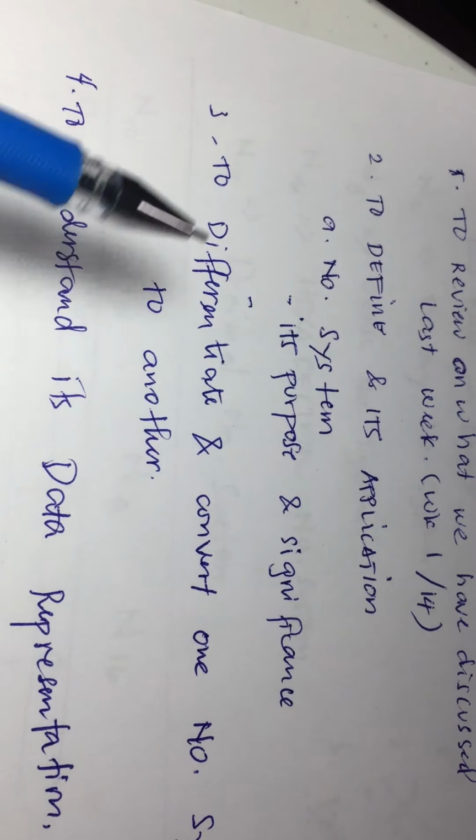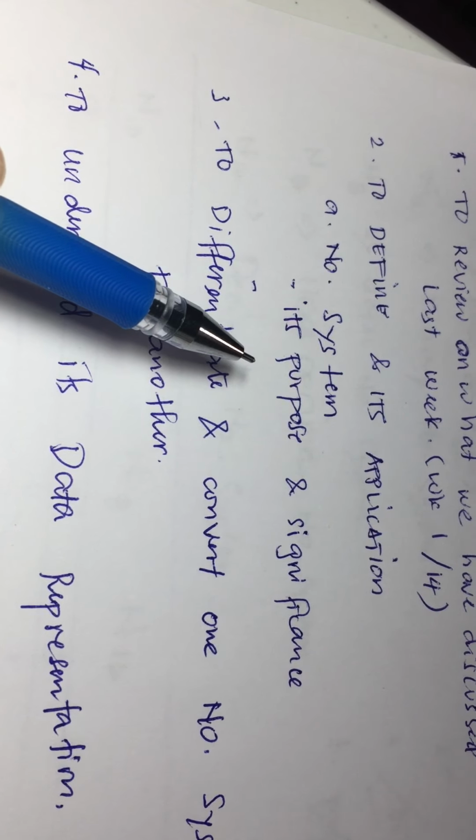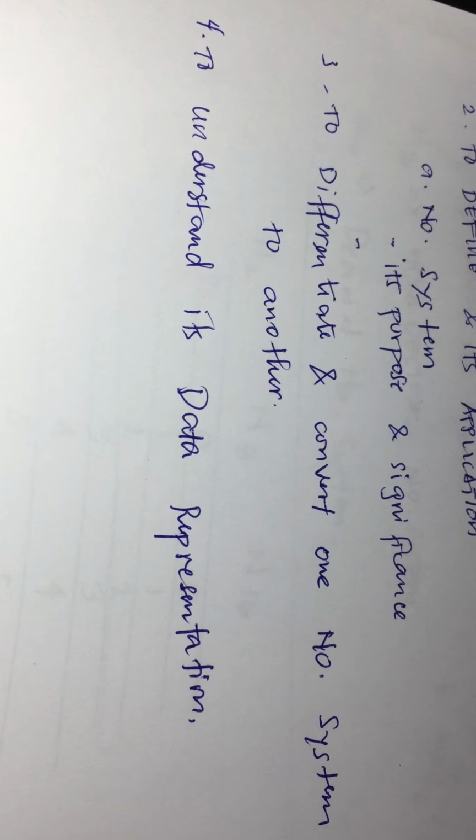Then the second objective of today's lecture is to define the number system, its purpose and significance as we apply it in the microprocessor. We have these machine languages. If you are using the latest version of an Atmel, you will be using this machine language. Then we have to differentiate and convert the four basic types of number system: the binary, the octal, the decimal, and the hexadecimal.